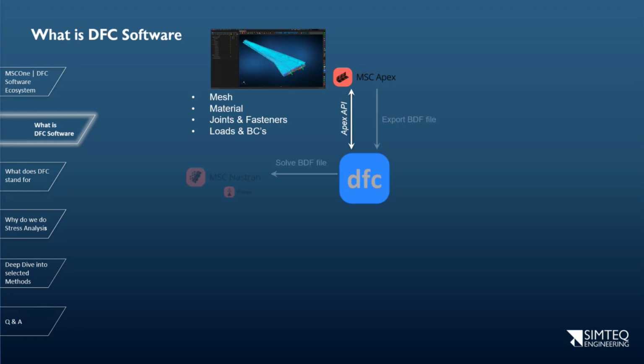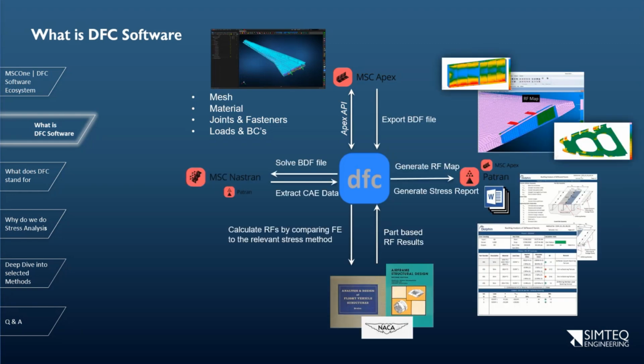particular aerospace stress analysis. So again, DFC stands within the center of the three major products within the MSc One licensing system. We use Apex to build the models. We use Nastran to solve those FEA models, and we use Patran and a little bit of Apex to ultimately create the RF maps. DFC stands in the center of that, managing that workflow for you, but it also does the load extractions to ultimately compare that to standard stress analysis methods.